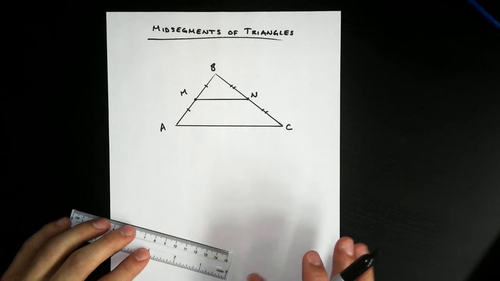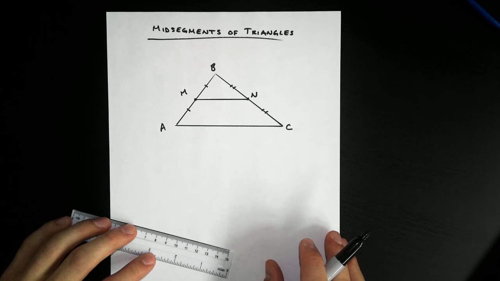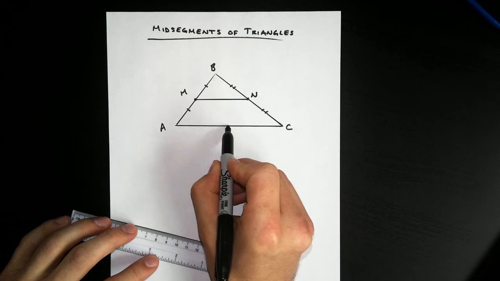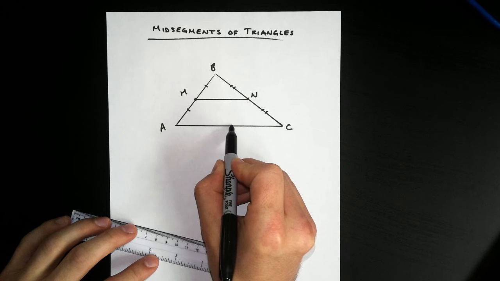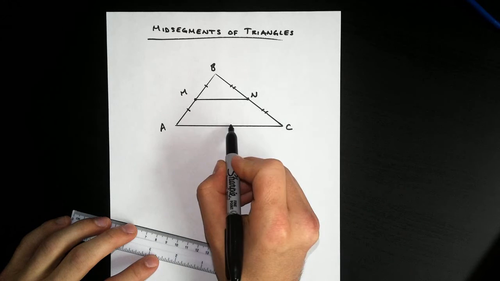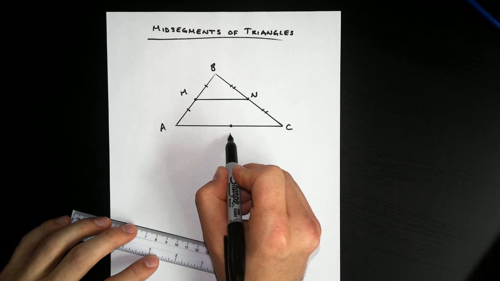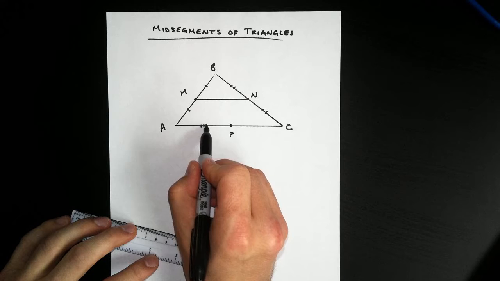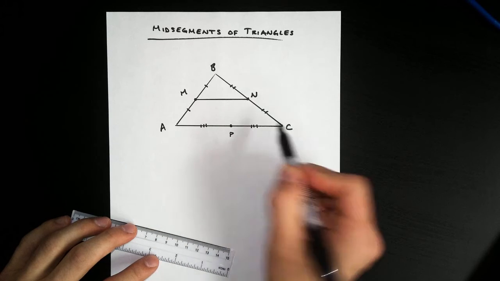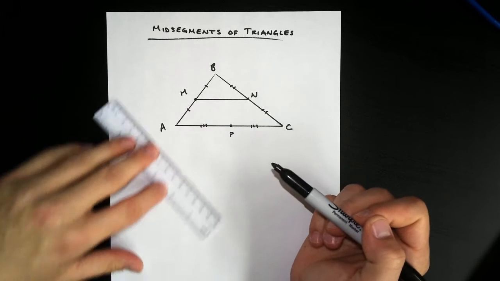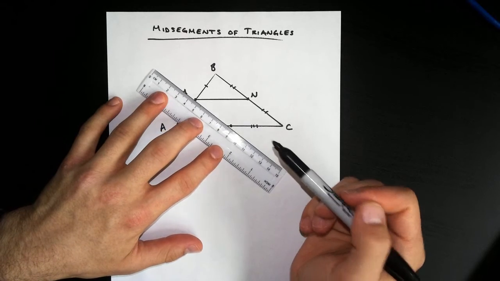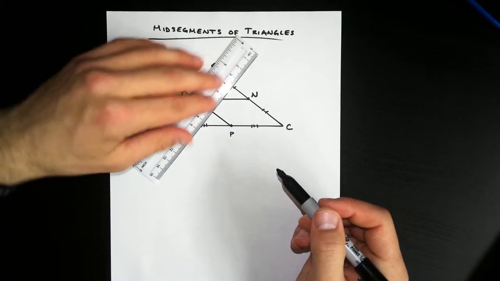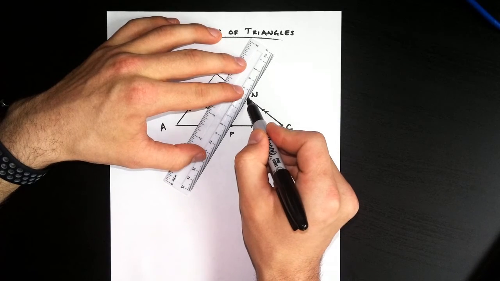Okay? Every triangle has three midsegments. So if I find our last midpoint, about right there, maybe let's label that one P. So then these two segments are congruent. With this last midpoint, I can draw in two more midsegments. So we have the one from M to P and from N to P.